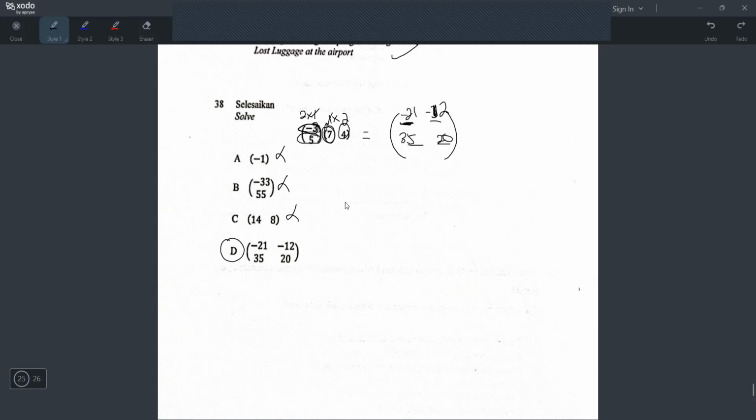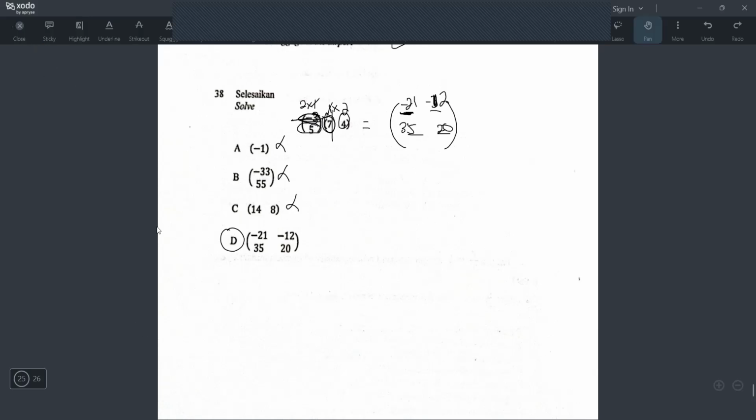Some students, they will do it like this. They will darab like this. Okay, wrong. If you do like this, means you take vertical, darab horizontal. Wrong already. You should always take horizontal times vertical, horizontal times vertical. Right? If your horizontal got one number only, then just let it be that one number lah. So that's the answer. Okay.